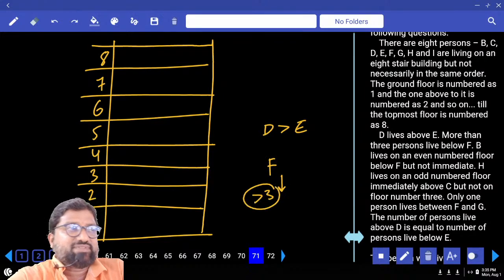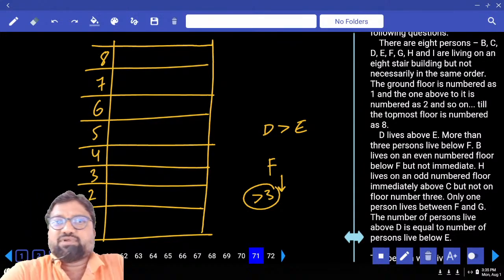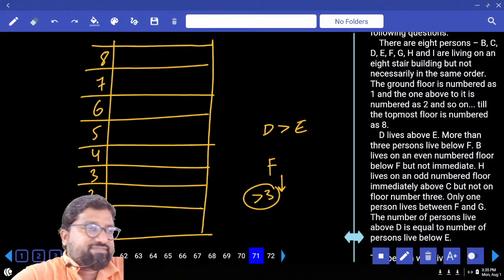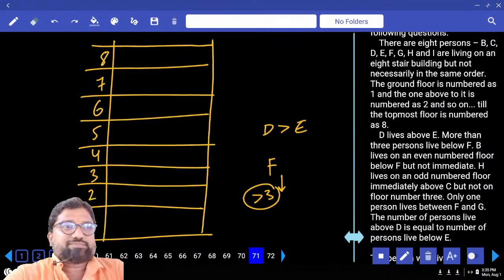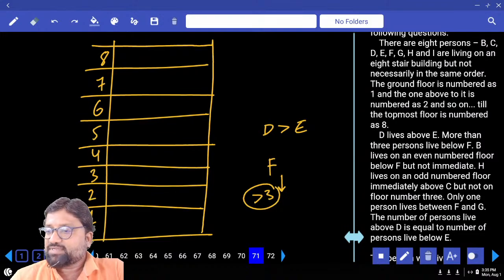We'll start with number 4. It can be 4, 5, 6 or 7. If there are 4 people below F, then F will be in which position? 5th floor. Otherwise 6th floor, 7th floor, 8th floor. Next.